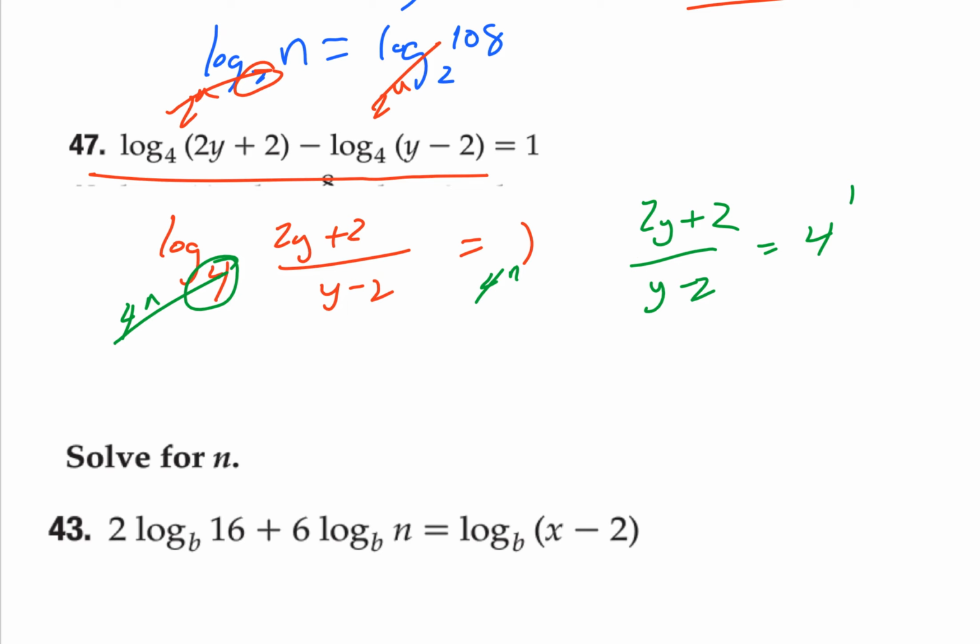This one, again, same idea. I would multiply both sides by the denominator. Don't forget over here to distribute. So you're going to get 2y plus 2 equals 4y minus 8 because we distribute that 4 to both of them. Now we just solve, subtract 2y, add 8.